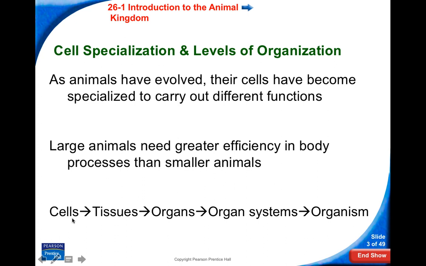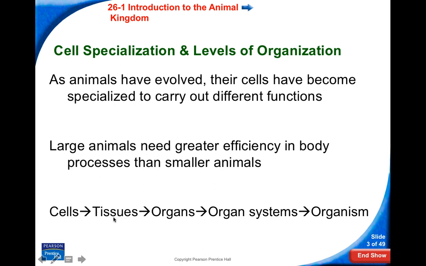So maybe you have a group of cells that are smooth muscle tissue that go into the wall of, let's say, the stomach. Okay, so a group of cells that do the same function actually fall under the next level of organization, which is called tissue. So that would be like a smooth muscle tissue in the wall of a stomach. Okay, it is made up of smooth muscle cells.